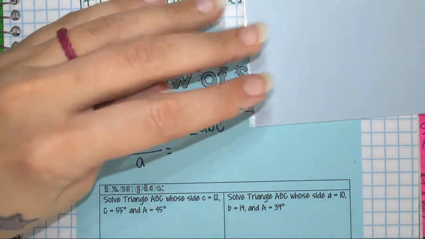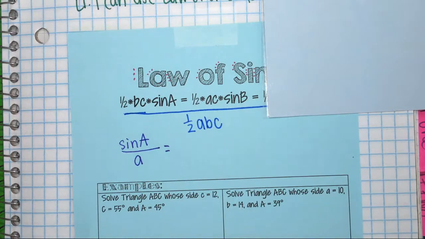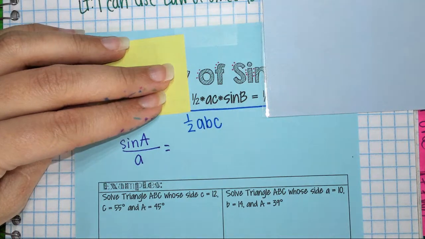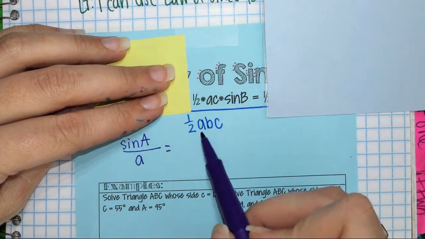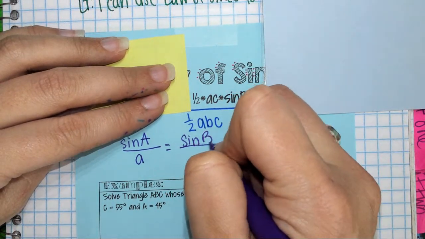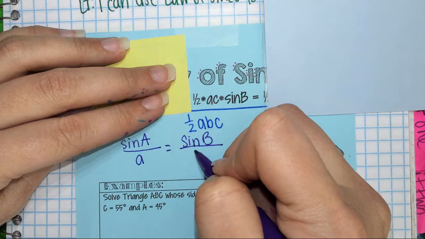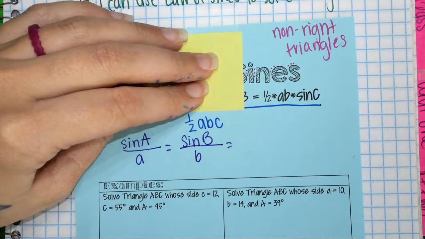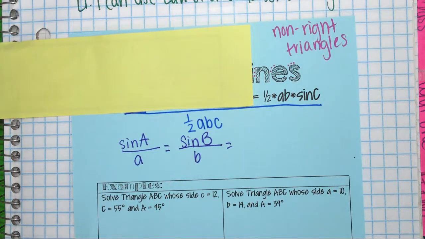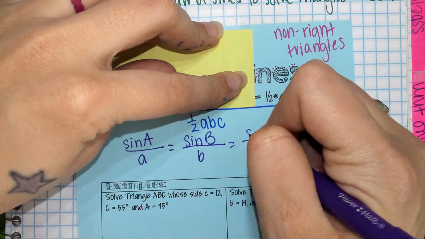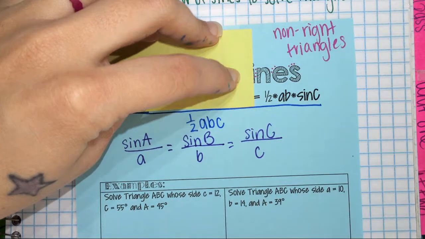All right. Now let's look at this one. What cancels out? The 1/2, the A and the C. So what's left on top? Sine of B. And on bottom? Baby B, little b. And then finally, what are we going to cancel out for the last one? A and B, and then you'll be left with sine of C divided by baby c, or little c.